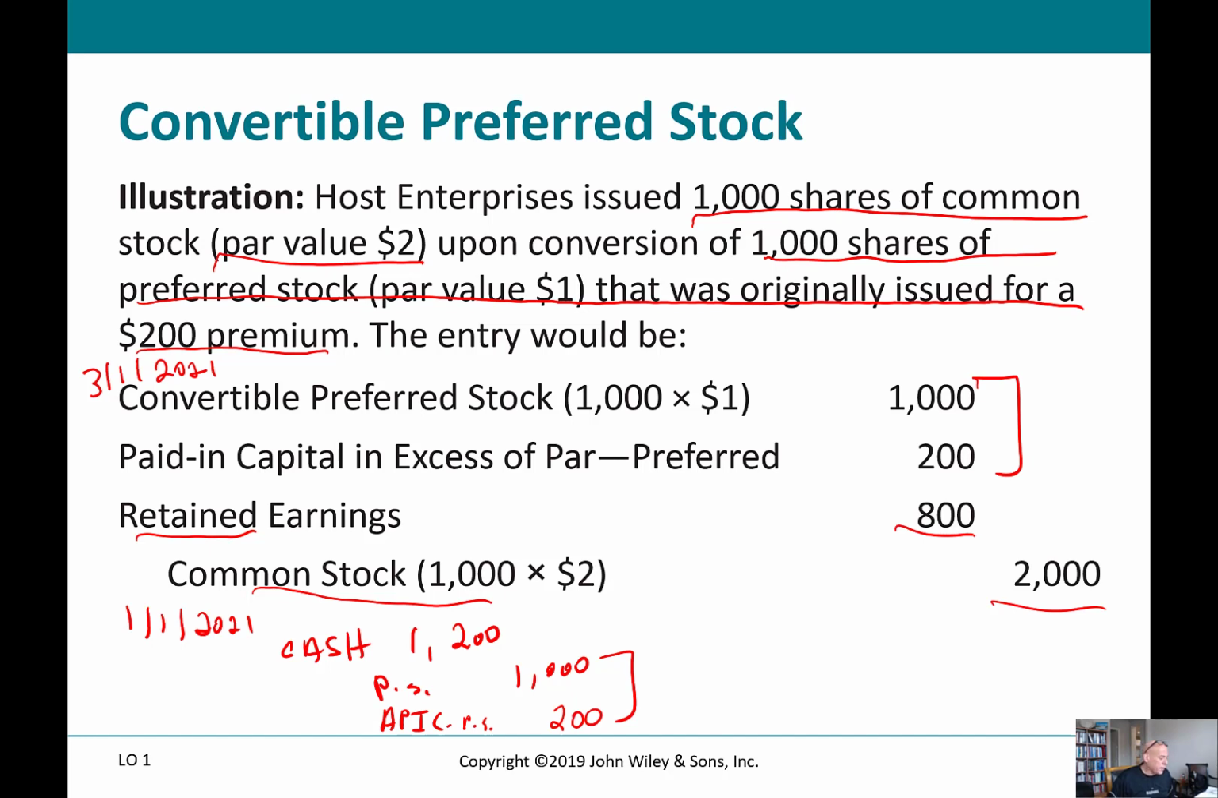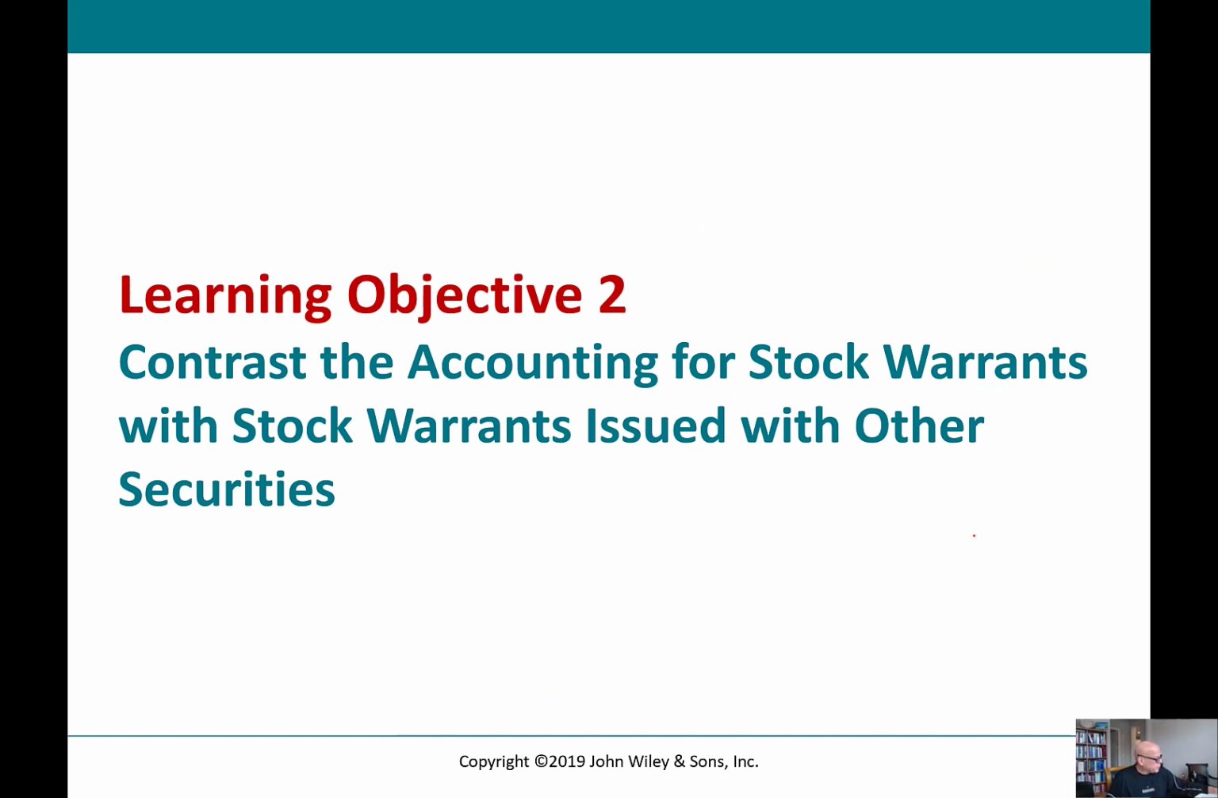If we were dealing with preferred stock that had a higher value than the par value of the common stock, then we would credit APIC common stock. Okay? All right, good. So that's what's happening in those two examples where we're converting bonds, in one case preferred stock, in the other case to common stock.